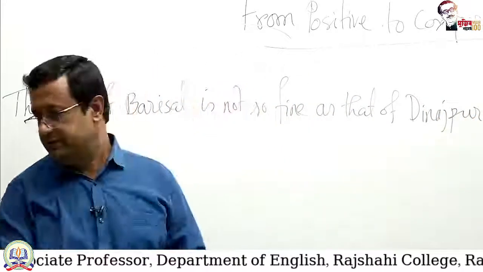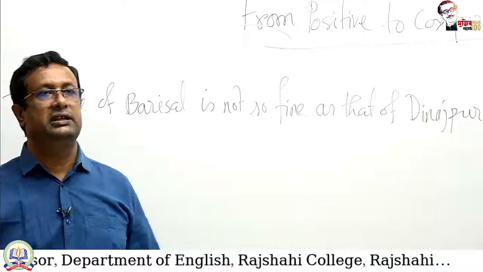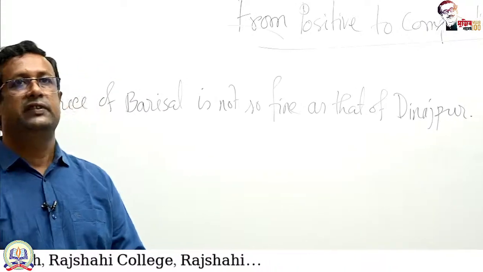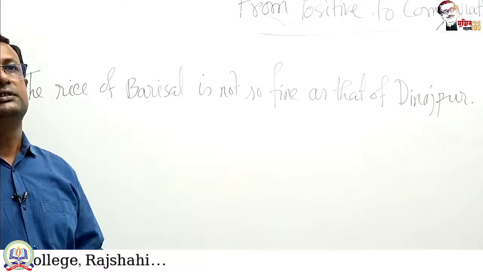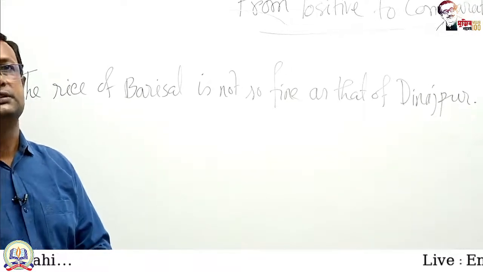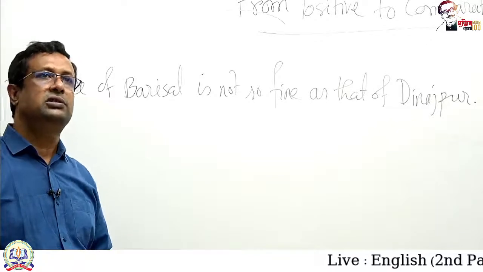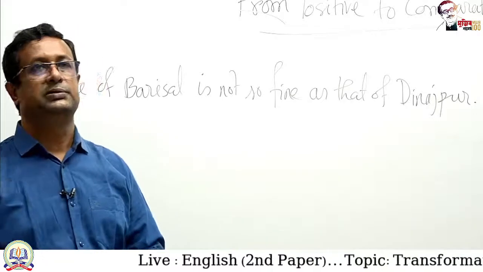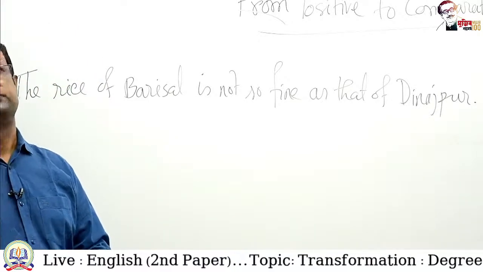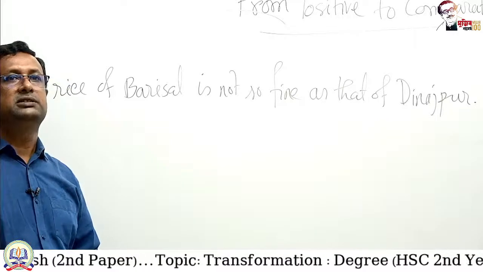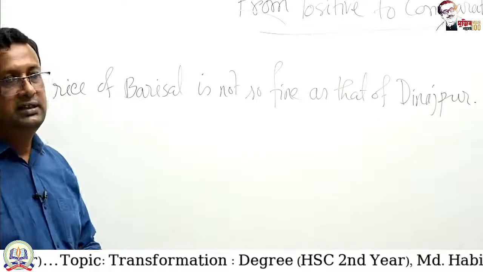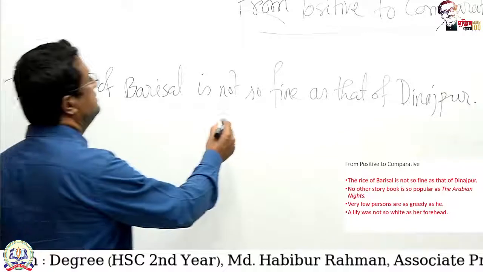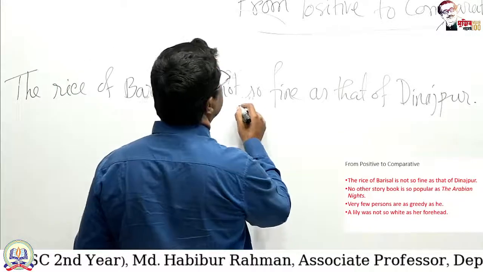This is the sentence. This is true. The rice of Dinajpur is very famous, especially for fine rice. The highest quality of rice is found in Dinajpur. Borishal is also famous for rice, but that rice is not so famous or so tasty, with the good flavor we find in Dinajpur. However, you find this sentence is a positive sentence, so fine as.